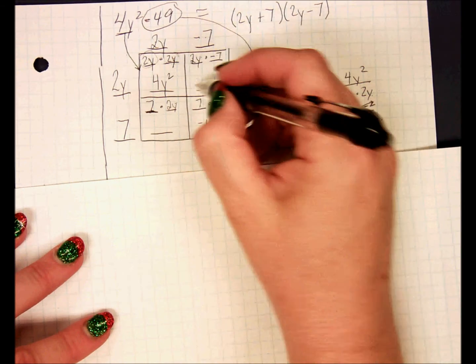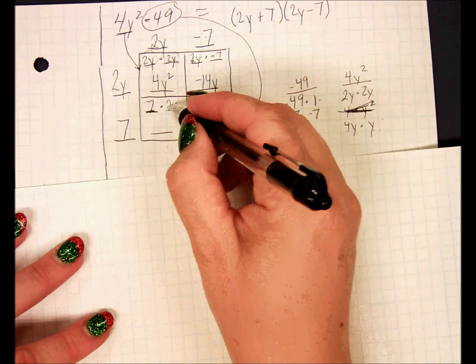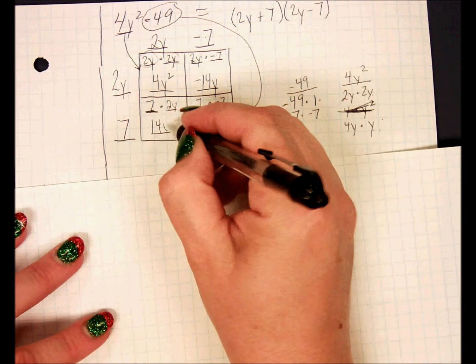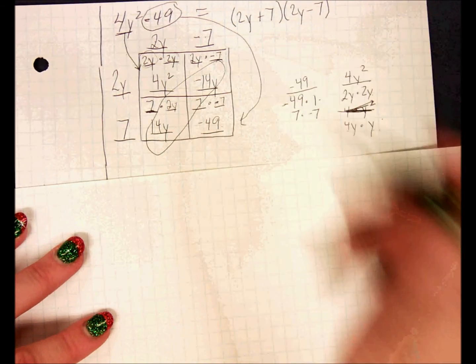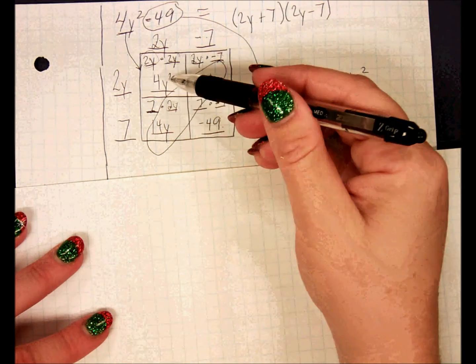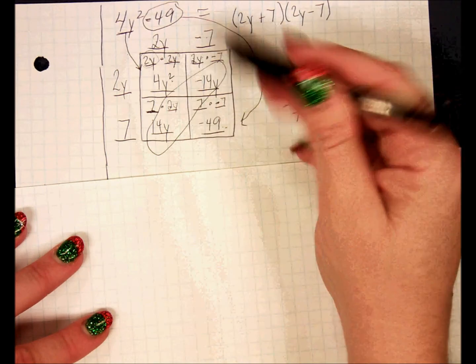And we'll double check, we'll multiply these two boxes and see what happens. -7 times 2 is -14y. Positive 7 and 2 make 14y. These two would end up being added to a 0, so we'd get 4y squared minus 49.